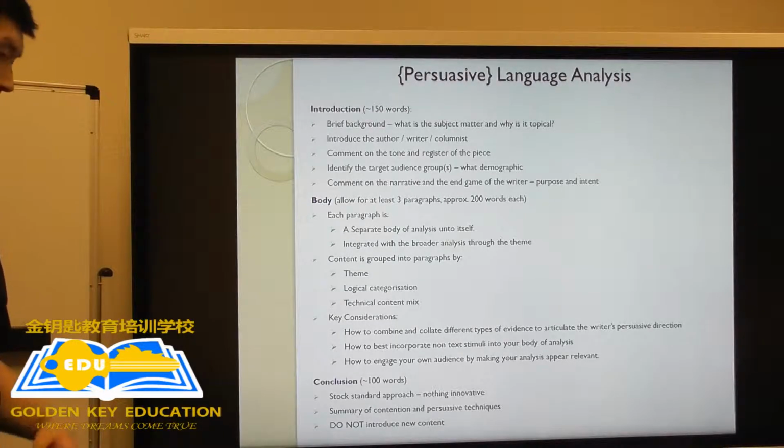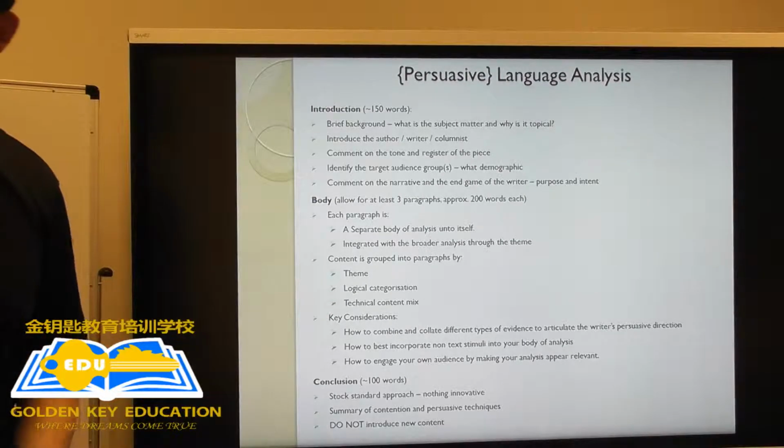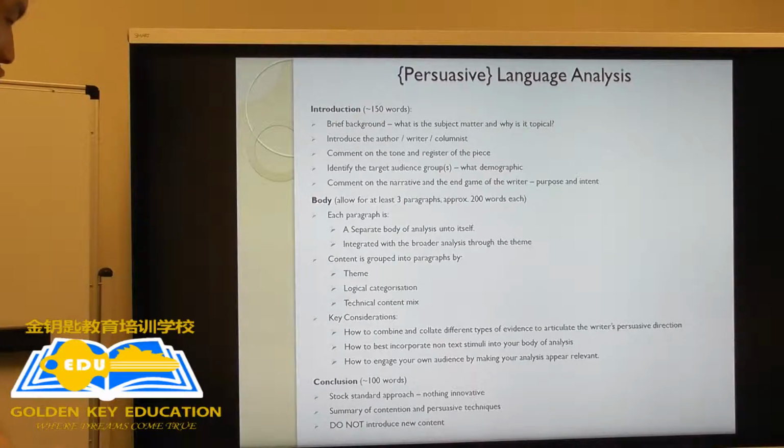Your conclusion is very stock standard, it's highly formulaic, that's just the way it is. There's nothing innovative about it. It should be a simple summary of your contention and everything else that you've talked about in your body. You should never introduce new content in your conclusion. That said, it only needs about 100 words maximum in order to fulfill that requirement.